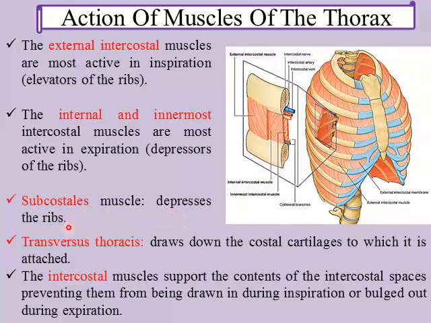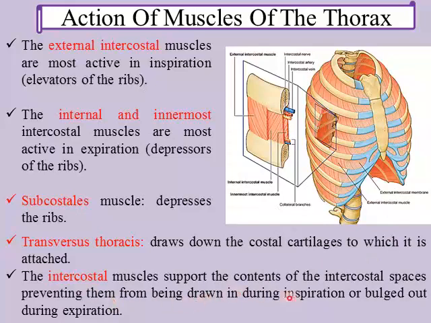Subcostal depresses the rib. So the only elevator of the ribs is the external intercostal, thanks to the muscle fiber direction. Transversus thoracis, do you remember? They arise from the sternum and walk laterally and upward to be inserted in the costal cartilage. So they depress the costal cartilage to which they are attached, because they arise from the internal surface of the sternum. So they draw down the costal cartilage.